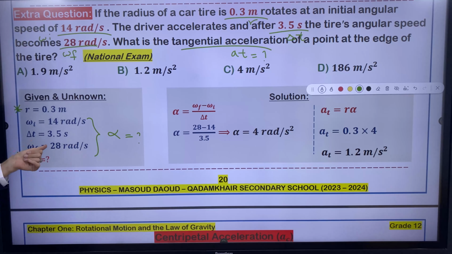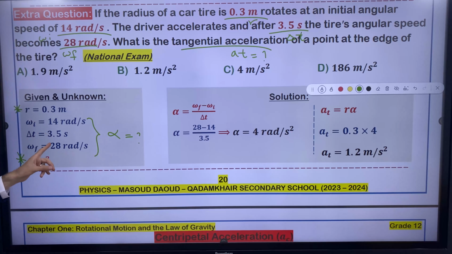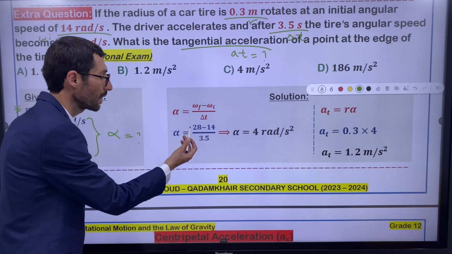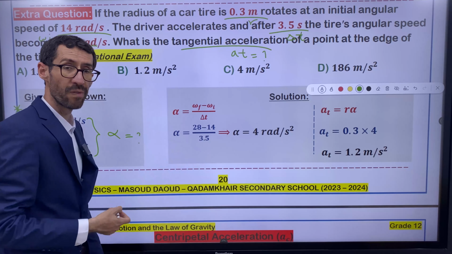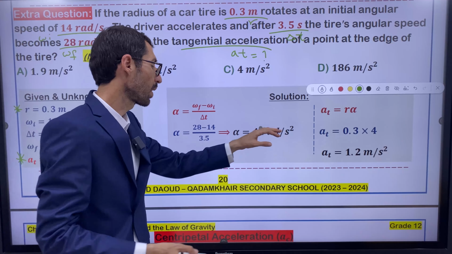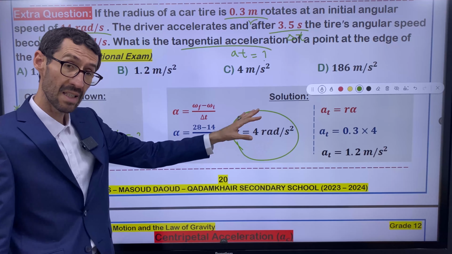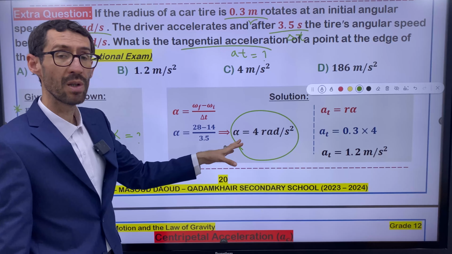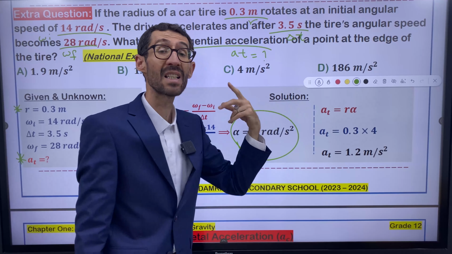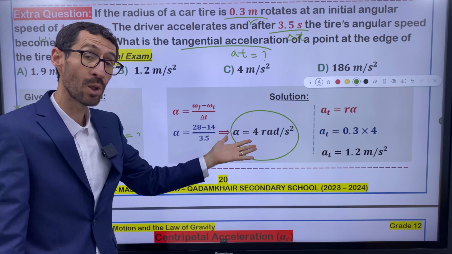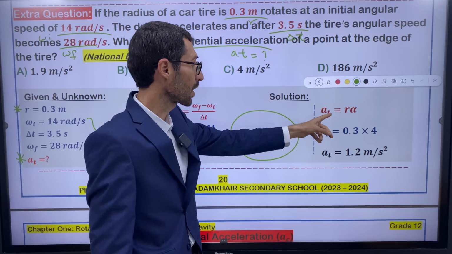Omega f becomes 28 minus omega I becomes 14, divided by 3.5. That's it. So subtract 14 from 28, that becomes 14, divided by 3.5. And after that, you find the number, which is 4 rad per second squared. This is the angular acceleration. Are we done? No. Because we are asked to find tangential acceleration, not angular acceleration. That's why the second step is essential. AT is equal to R alpha.